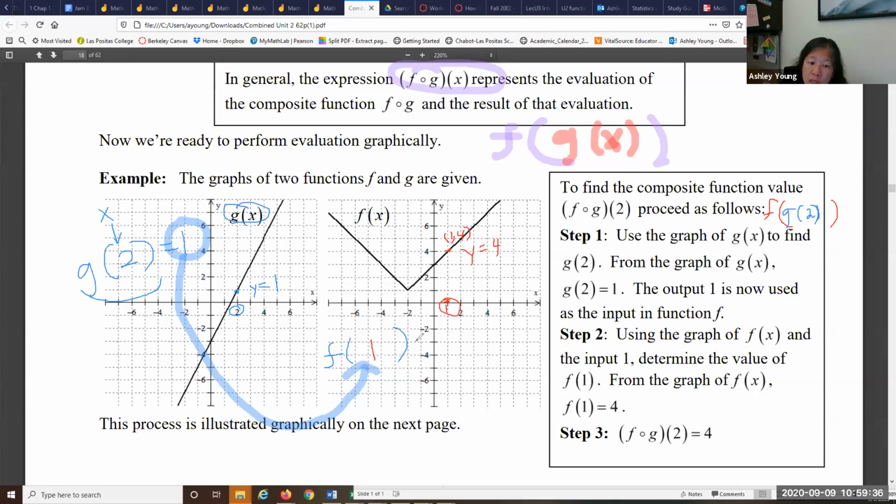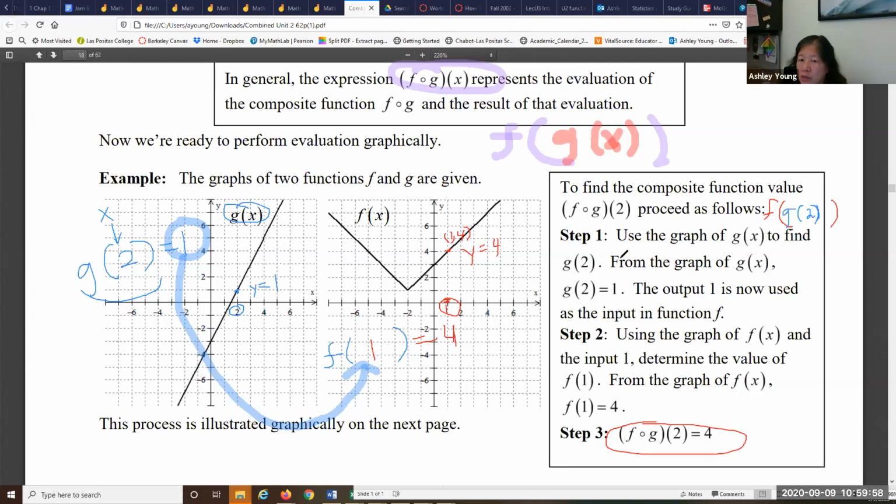So f of 1 equals 4. This is on the homework you're turning in today, actually, stuff like this, I think. So f of g of 2 is 4. You can see down here. So these are kind of the steps that we did.